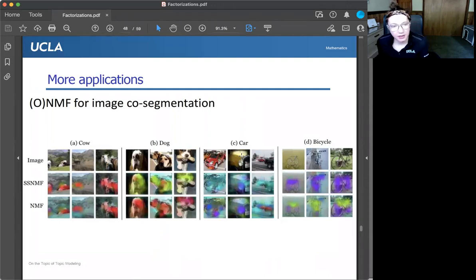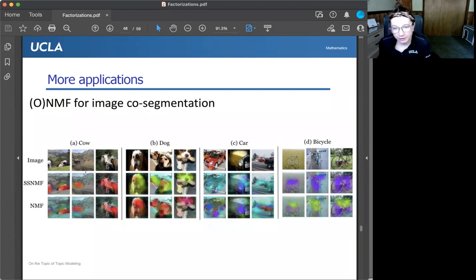Maybe more interesting imaging applications are things like saliency or co-segmentation. Here we have a bunch of images that come from several classes. Some images contain a cow, a dog, a car, or a bicycle. The image is shown in this first row. And then we're using NMF in the bottom row here, or a semi-supervised version of NMF, which I didn't talk much about, but allows for some user input for classification. In either case, we're able to predict which class each image falls into.